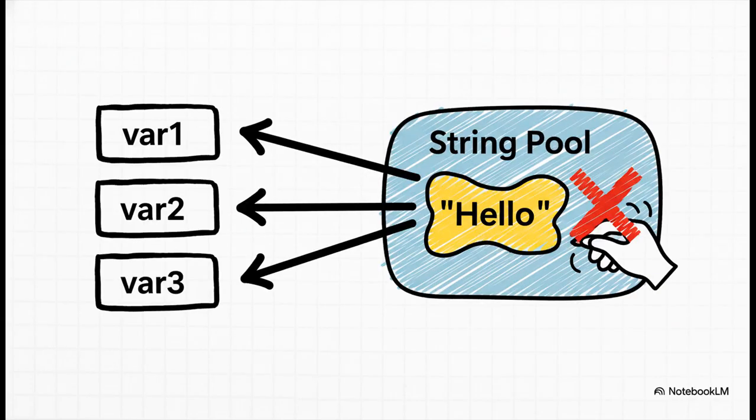Next up is a brilliant optimization called the string pool. To save a ton of memory, the JVM only keeps a single copy of each string literal. So if you have the word "hello" 1,000 times in your code, there's actually only one "hello" object in memory, with 1,000 pointers to it. This amazing trick only works because strings are immutable.